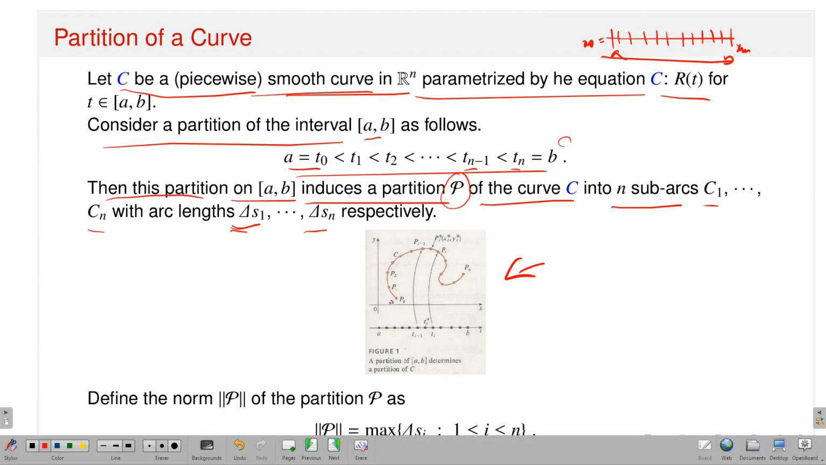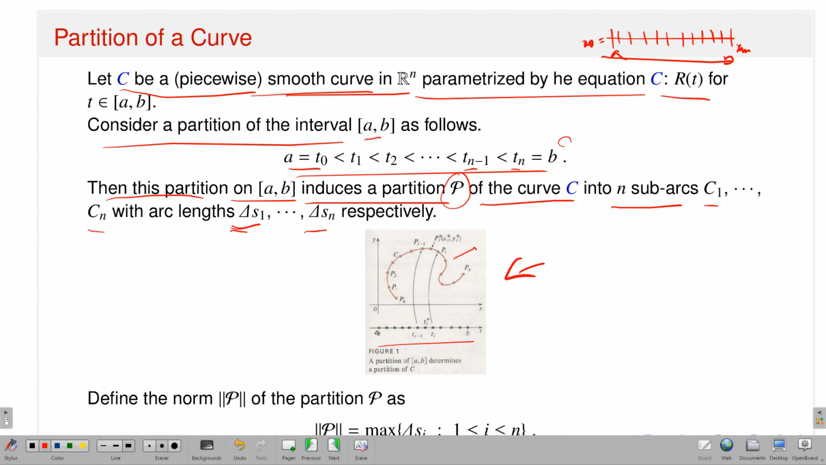For example, this is the red one, the curve in R2 I am talking about. And suppose this is the corresponding interval a to b, where the parameterization is a map from the closed interval a b, a subset of R, to R2, that will give you a curve, and this is the corresponding picture in R2. Now, if I take a partition of my closed interval a to b, it will induce a partition of my curve.